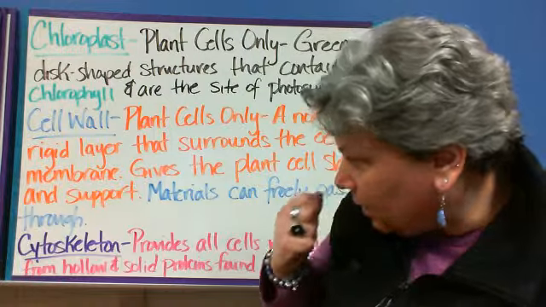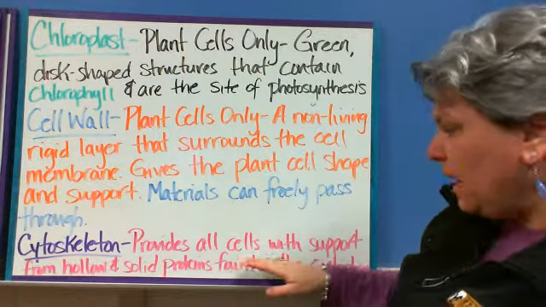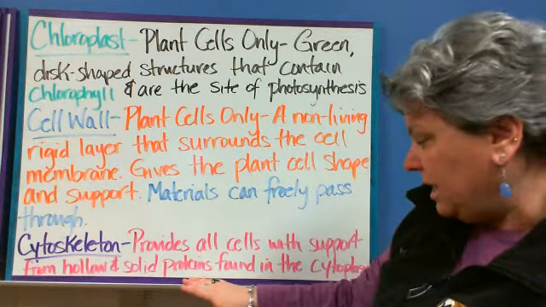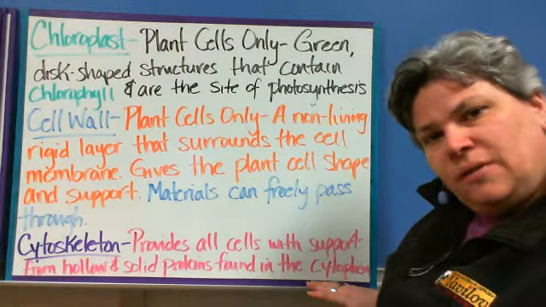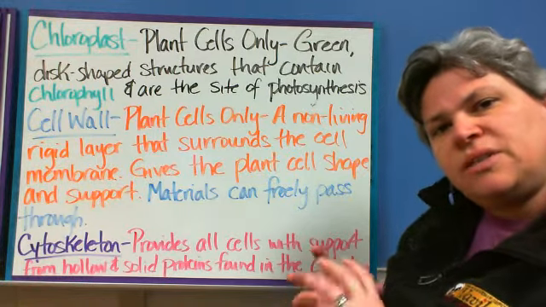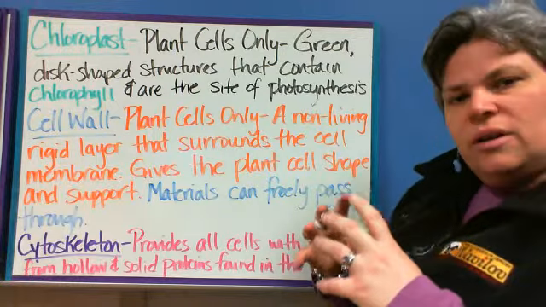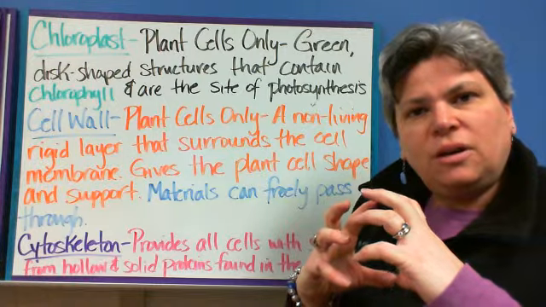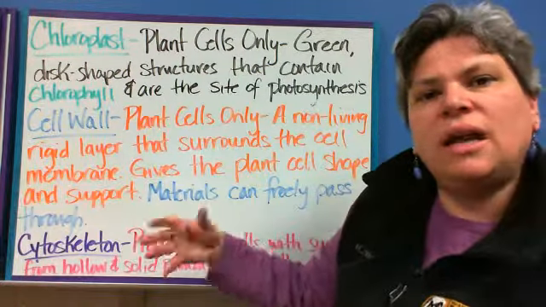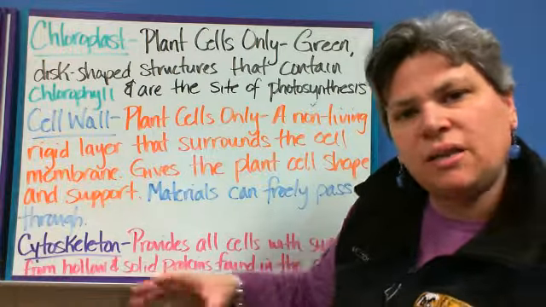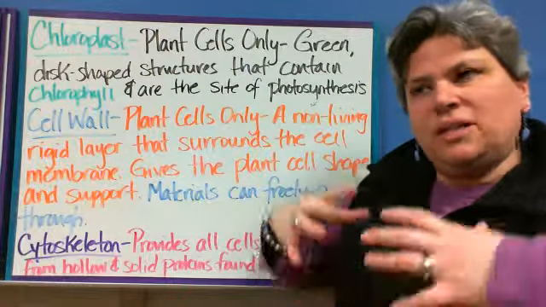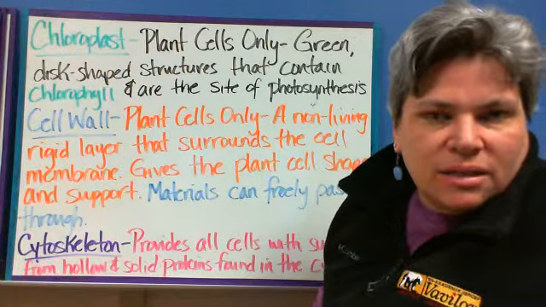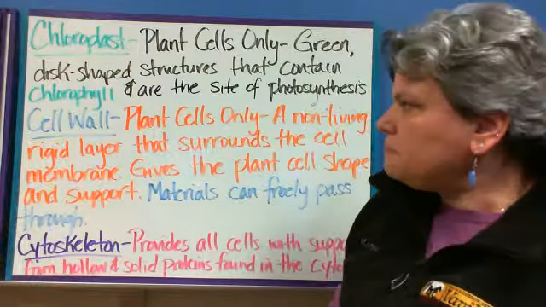Well, in the case of a cell, the cytoskeleton provides all cells, plants included, with support from hollow and solid proteins that are found inside the cytoplasm of the cell. So the cytoskeleton gives a cell some support, some ability to kind of form a sphere, if you will, for an animal. And even though plants have that cell wall to help with structure, they do have a cytoskeleton to help kind of keep their cell membrane filling up that whole area. Otherwise, where would we be without our skeletons? Cells would be in a similar position.